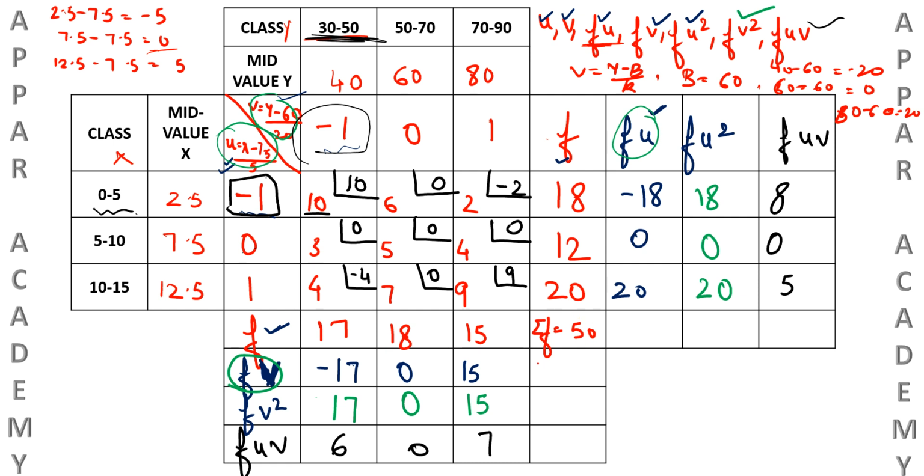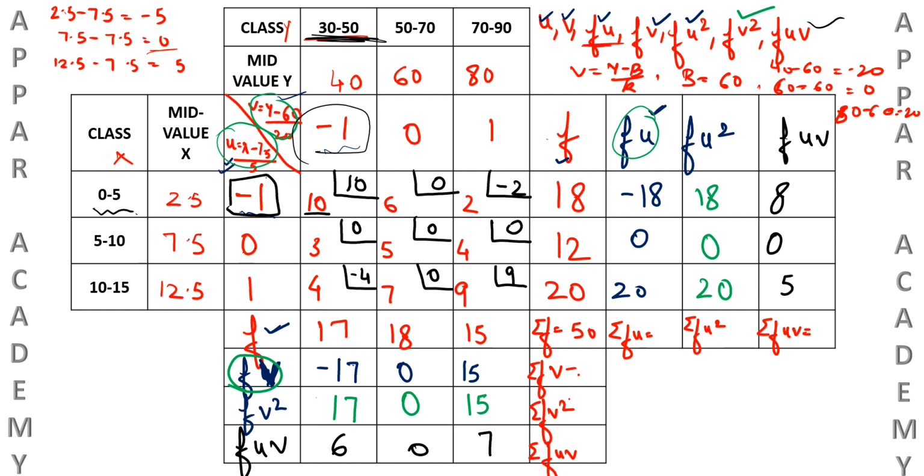Next, what will this give us? This will give us summation FV. This will give us summation FV square. This will give us summation FUV. Similarly, this will give us summation FU. This will give us summation FU square. And this will give us summation FUV.